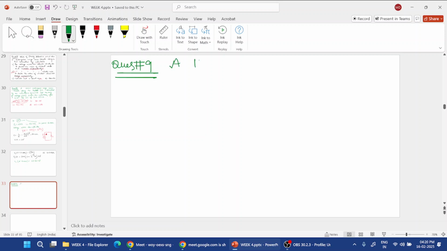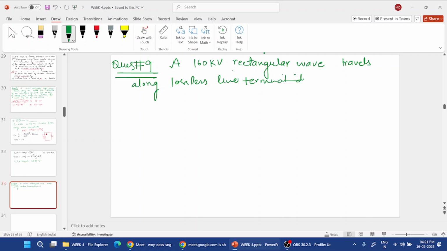A 160 kV rectangular wave travels along the lossless line terminated by an inductance of 10.5 millihenry.